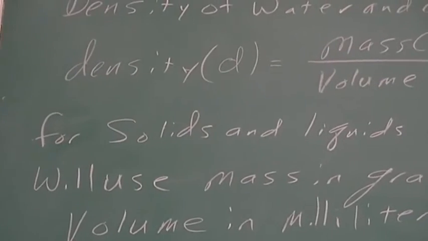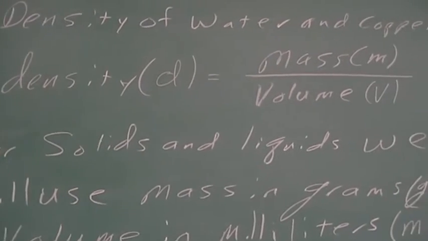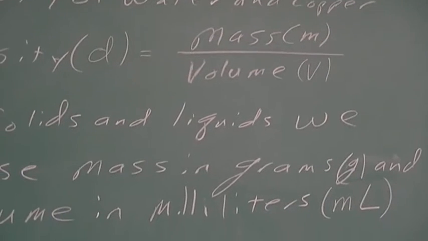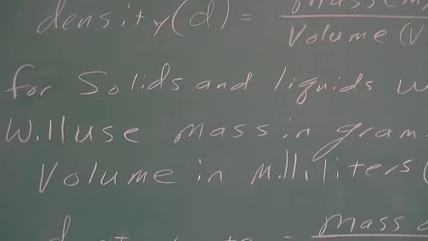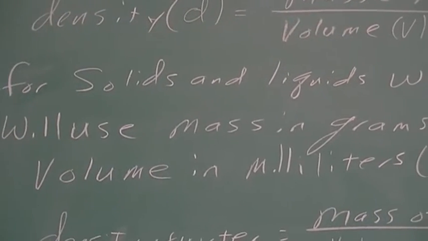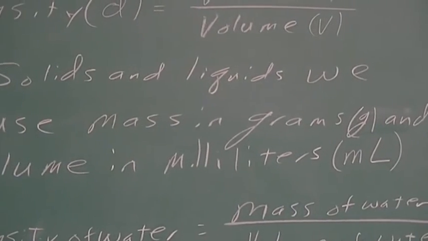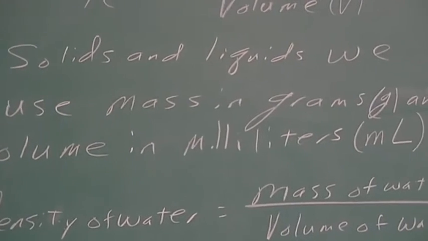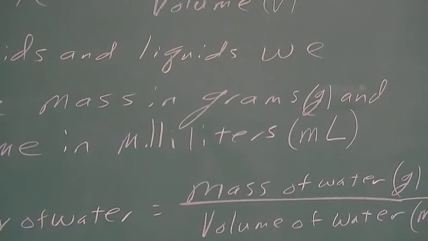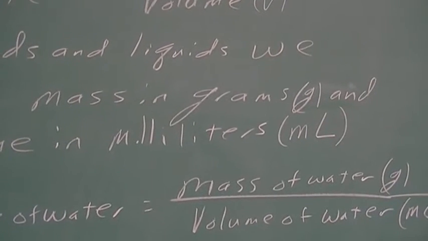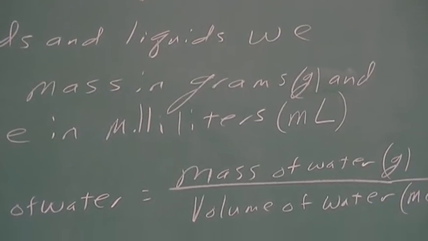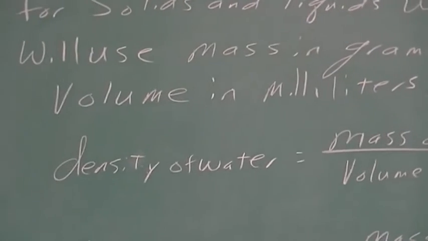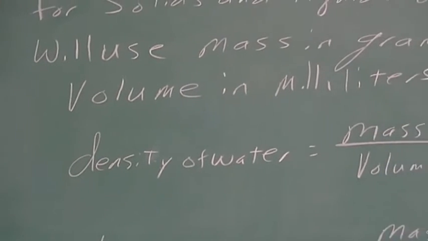In chemistry, when we are doing the density of solids and liquids, we are going to use mass units in grams, lowercase g, and volume units we will use in milliliters, lowercase m, capital L, for the abbreviation for milliliters. So the first density we're going to do is the density of water.